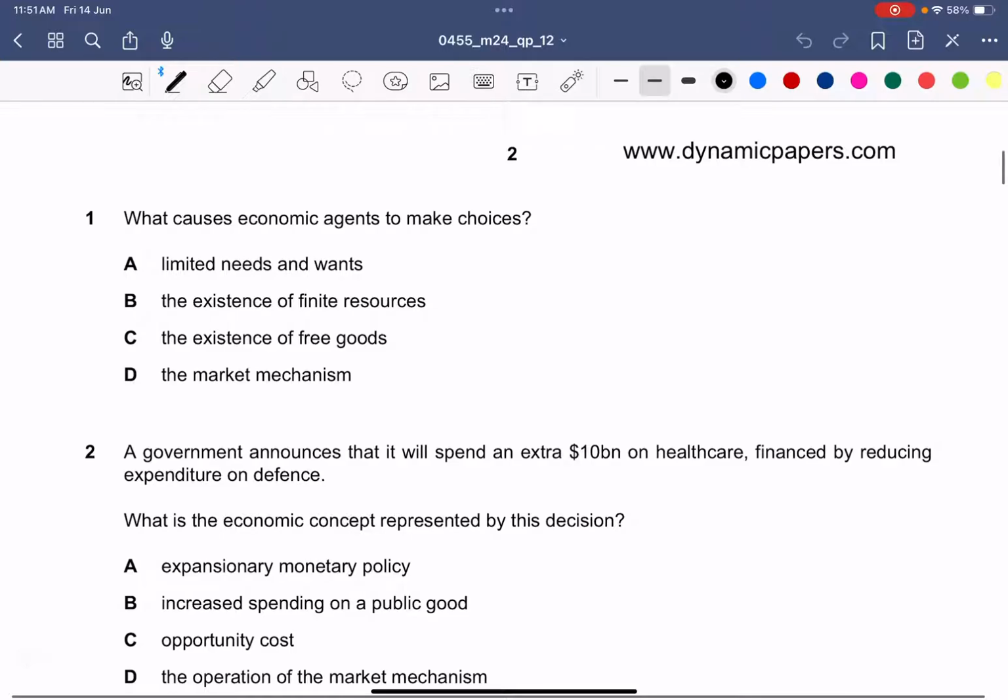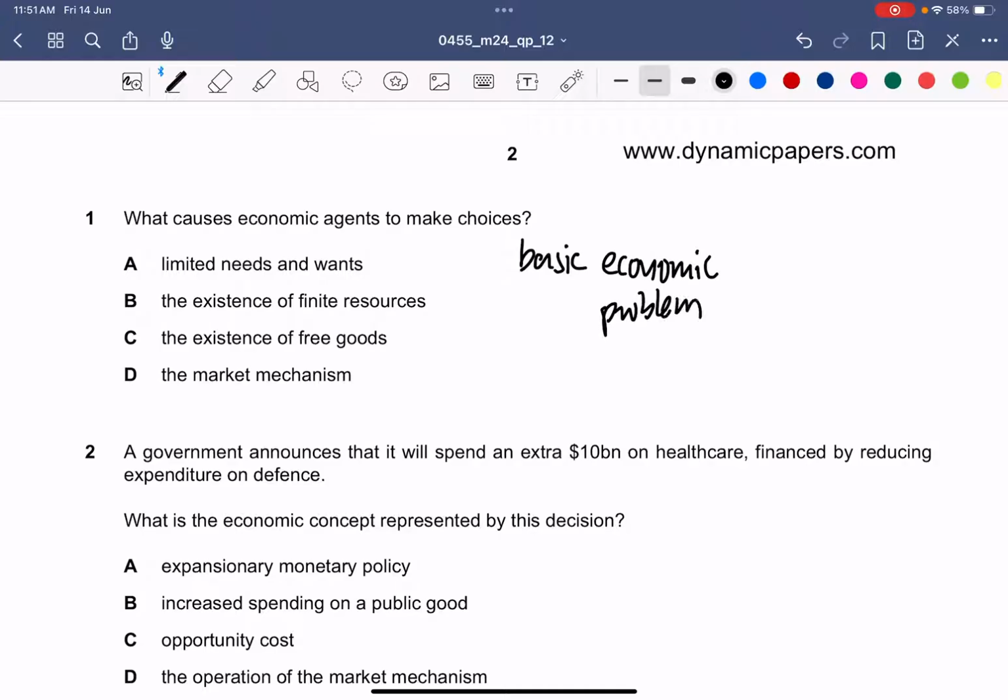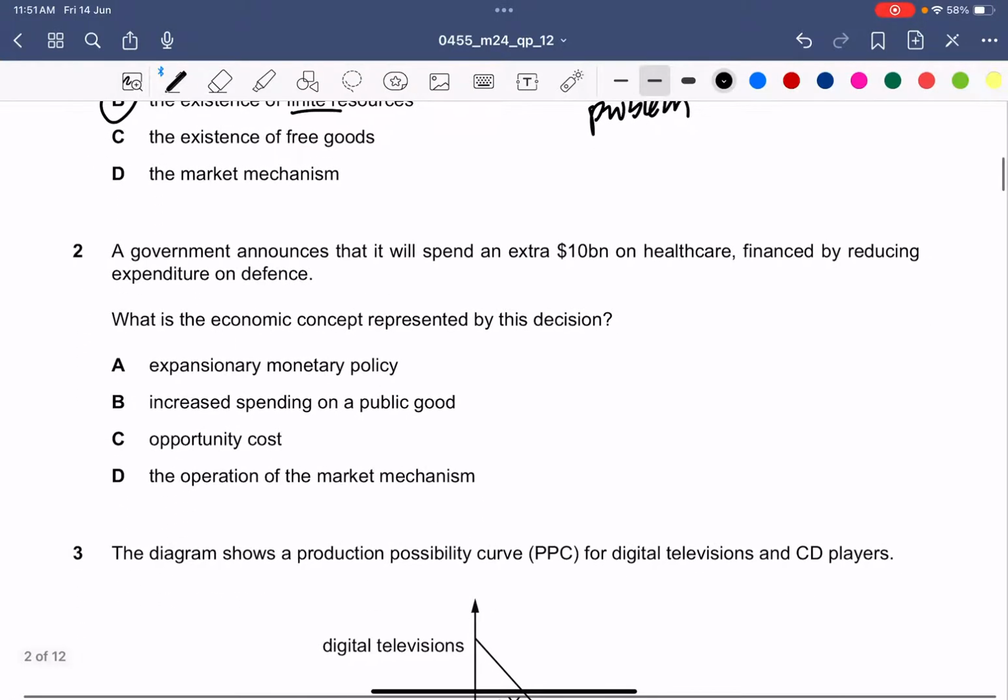First question. What causes economic agents to make choices? So this is the basic economic problem, where people have unlimited needs and wants, but there's only limited resources. So finite means limited resources. So we know this is the correct answer. Okay, let's move on to second question.